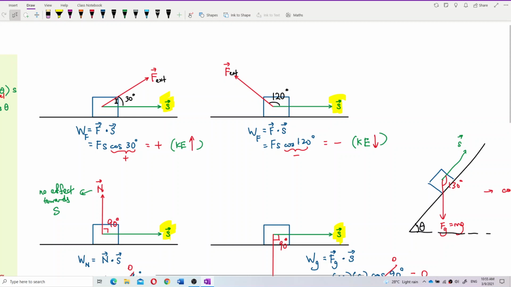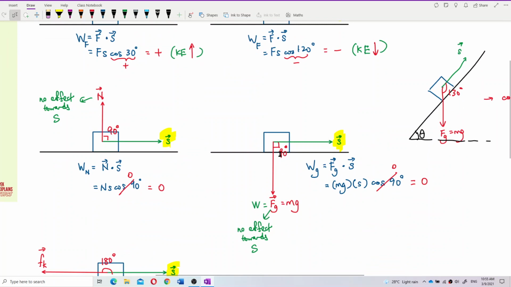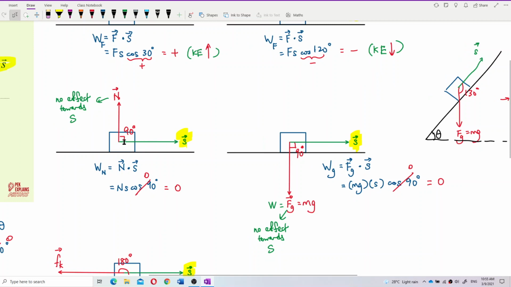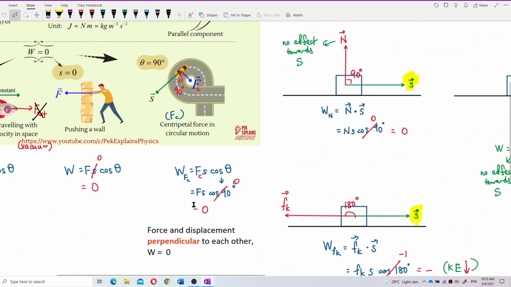Like this one, it has an effect towards the displacement. This one makes it faster. But if the force is almost opposite to the displacement, it will slow down the object. So when the force is not perpendicular like this, it has an effect. When perpendicular, it has no effect towards displacement. It will not slow down or make the object move faster. When it is 90 degrees, the force cannot make the object move faster or slower. So it has no effect towards the velocity or kinetic energy. So when force and displacement are perpendicular to each other, no work is done.